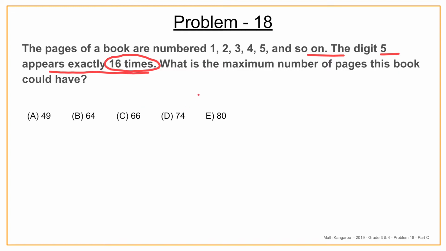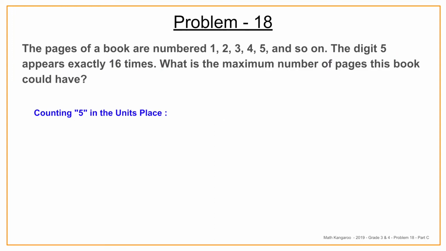So let's do it step by step. First, count how many times 5 appears in each place. Whenever we talk about digits, always remember that we divide it in terms of units place and tens place. So we count the digit 5 on the units place first and then we will count 5s on the tens place. So let's move on. Count 5 in the units place. I have taken a limit from 1 to 75. We can take 1 to 50 as well because we know the limit. We know it appears 16 times.